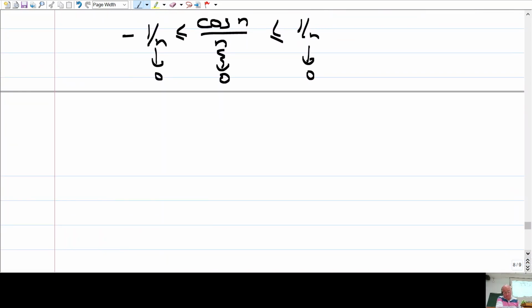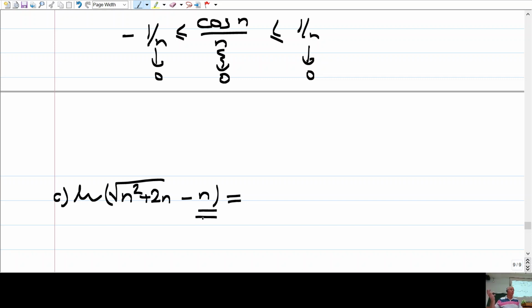And the last one, the limit of square root of n squared plus 2n minus n. This expression. Here, I cannot make use of the rules I have stated because n squared plus 2n goes to infinity, its square root will go to infinity, and this will also go to infinity. So both terms are going to infinity and you take the difference. You don't know what it is, right? However, there is this trick.